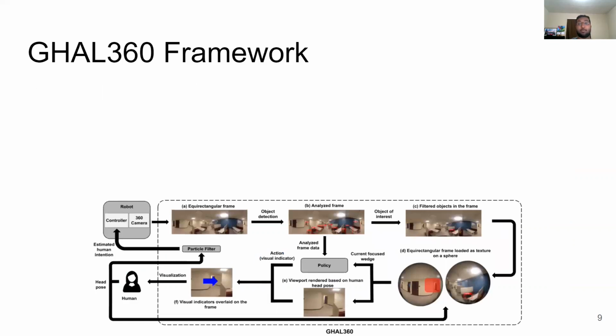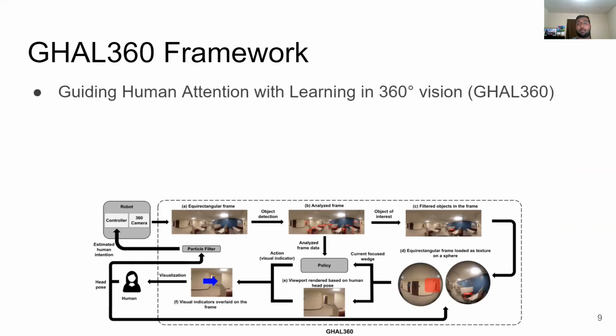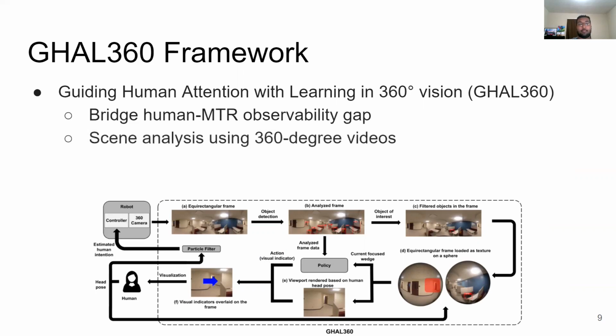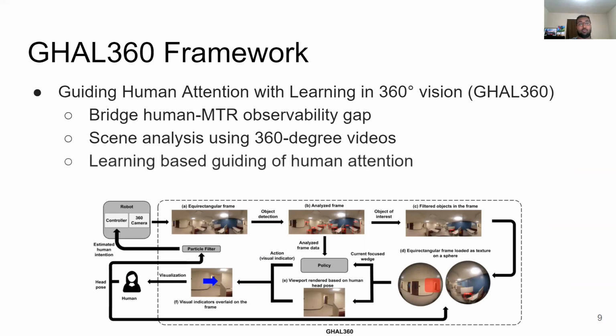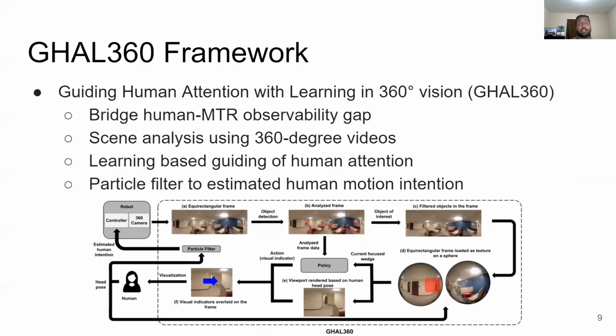To address this, we propose a framework that, for the first time, equips mobile telepresence robots with the simultaneous capabilities of 360-degree scene analysis and guiding the human attention to the areas of interest. We call our framework GAL 360, which is short for Guiding Human Attention with Learning in 360 Vision. Our framework tries to bridge the human-MTR observability gap, and it provides scene analysis using the 360-degree videos. We use a learning-based guiding for the human attention. Also, we use a particle filter that estimates the human motion intention in the remote environment.